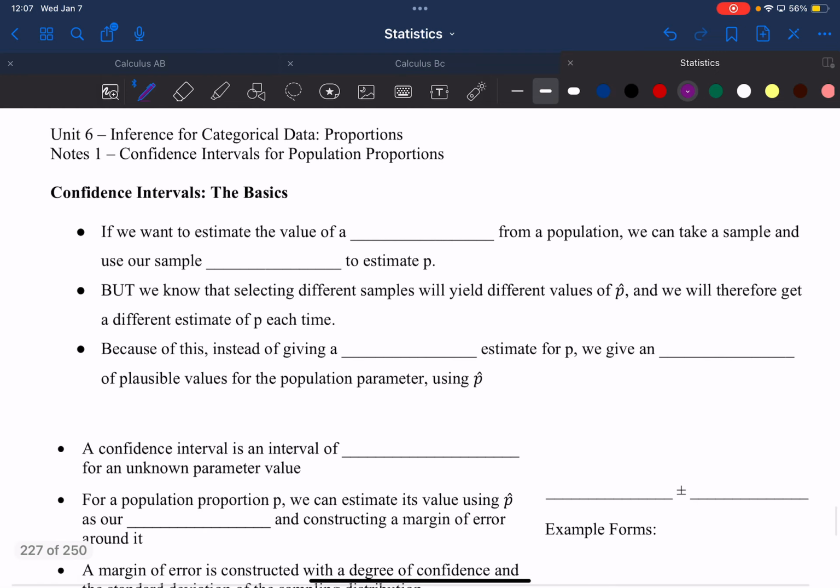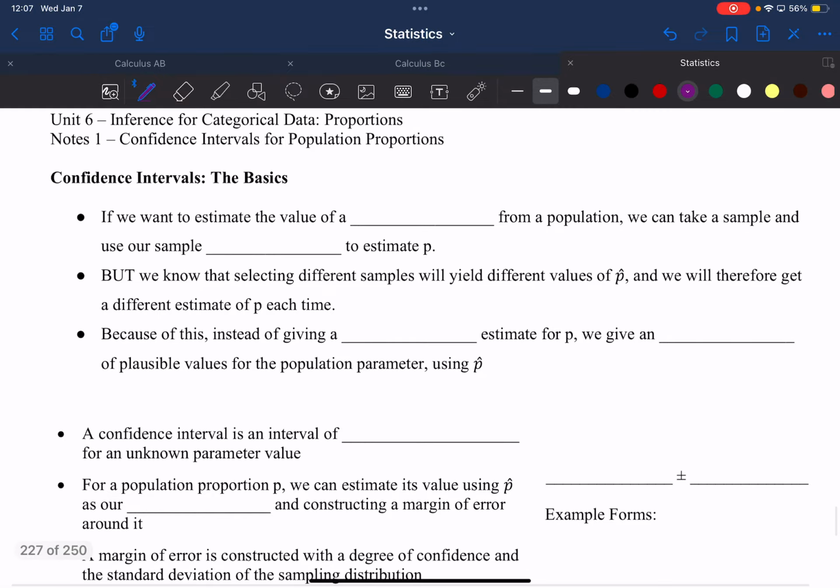Okay, not to say it's harder. We're just going to talk about a little bit of different formulas. So these notes, Notes 1, are about confidence intervals for a population proportion. So let's talk a little bit about confidence intervals.